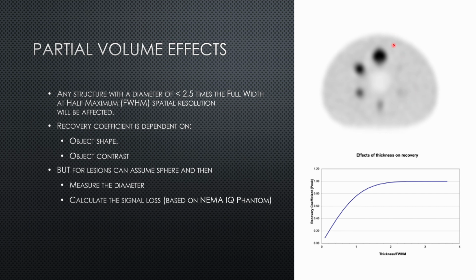So here's a phantom that we've acquired. This is a NEMA image quality phantom. You can see in this graph, we're looking at the recovery coefficient of the peak uptake in each of these spheres. We get 100% in the larger sphere, but as we get to smaller and smaller spheres, the uptake will be reduced. So what we can then do is, if we know the diameter of our feature, we can go along and then look to see what the uptake is in terms of this peak measure and account for that. So if we're only measuring 50% of the true uptake for this size of feature, we can then correct for that.